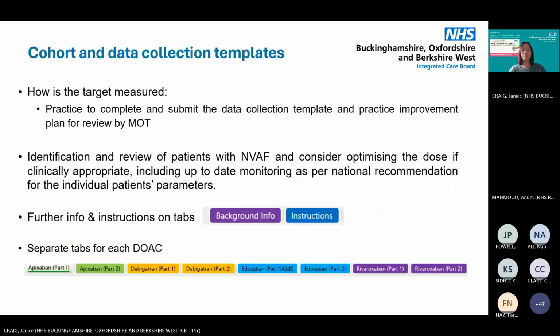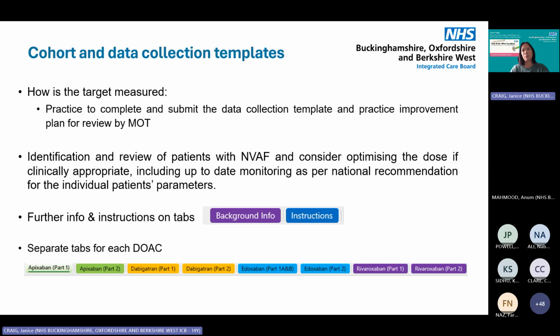So how we're looking at the data collection for this: we've got templates for the individual DOACs. What we're asking you to do in this target is, from the searches that we've got for you, it should pick up patients who've been coded with non-valvular atrial fibrillation and who are currently on a DOAC. Each one is based on ARDEN searches that are already there. It will pull out the patients where, from their latest bloods and clinical parameters, it looks like they potentially might not be on the right dose.